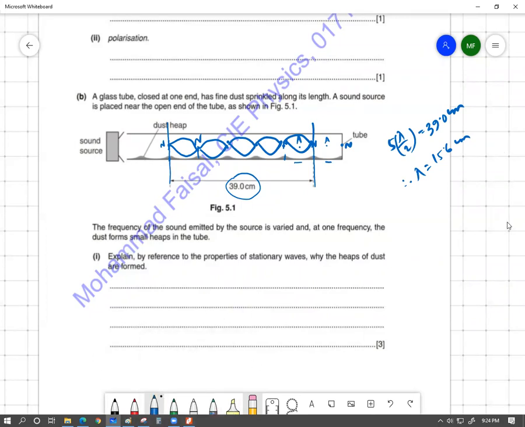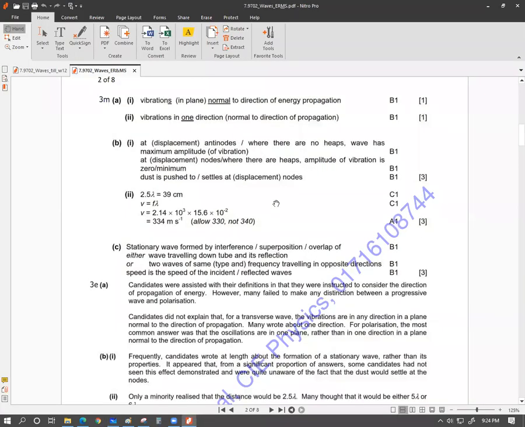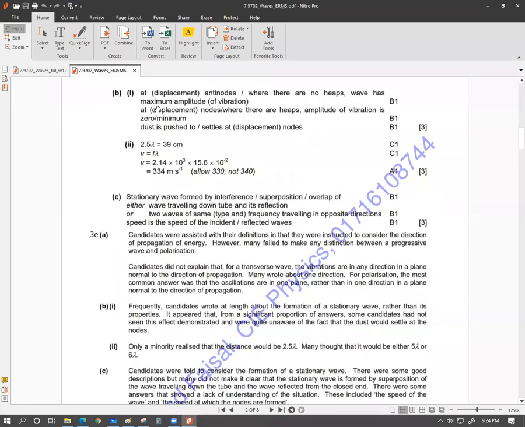This is question number 3b. So take a look. At displacement antinodes where there are no heaps, the wave has maximum amplitude of vibration. At displacement nodes where there are heaps, the amplitude of vibration is zero or minimum. Dust is pushed or settled at displacement nodes. So these are the very basic parts that the examiners are going to look for in terms of heap generation.